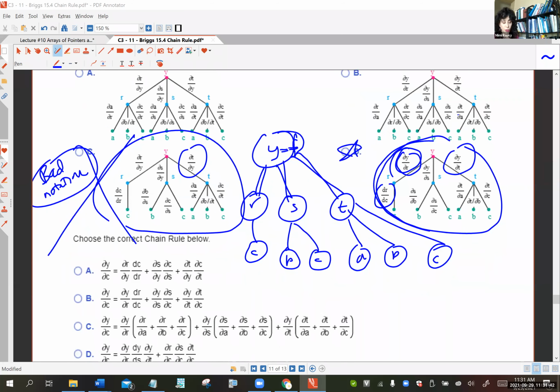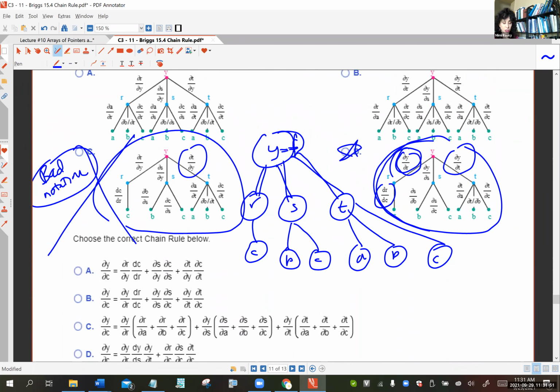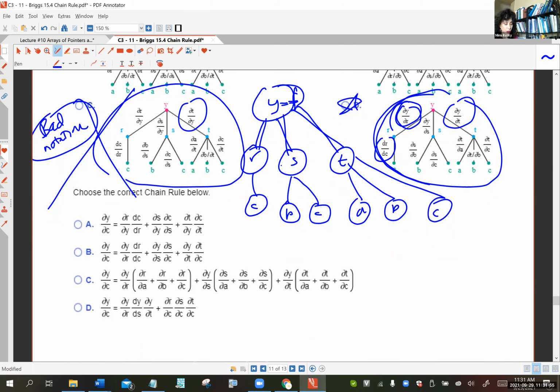What about the chain rule? Like, if they wanted the partial of y with respect to c, that's their ultimate goal. So using the tree diagram, if it helps, which one of these choices is the correct partial of y with respect to c? Ooh, gosh, look at all those choices. My goodness.